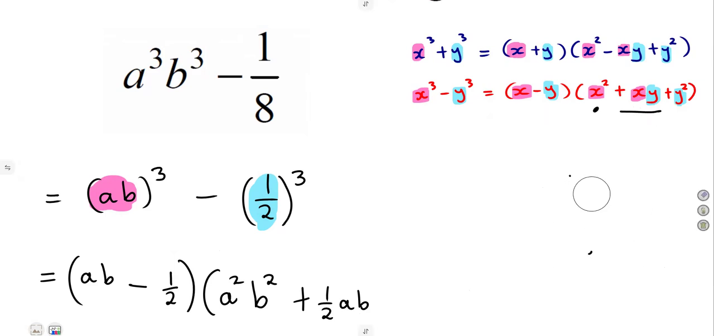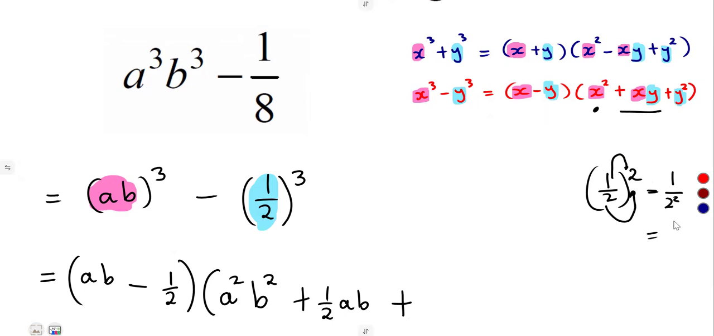Do not forget the last term squared. So you're going to have plus the last term squared. What is our last term? 1 over 2. So it's 1 over 2 squared. 1 to the exponent of 2, that is 1. 2 to the power of 2 is 4, 2 times 2, which is 4. So it is going to give us 1 over 4 at the end. So this is it. You're done.